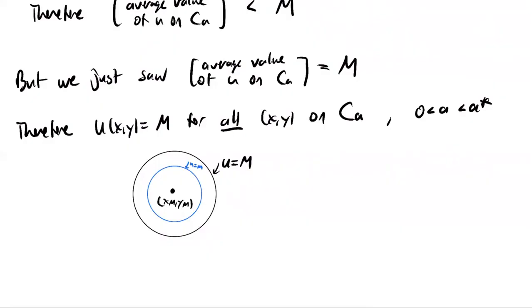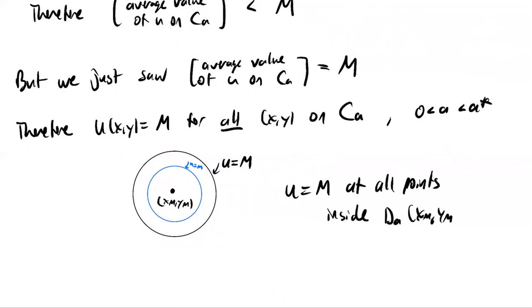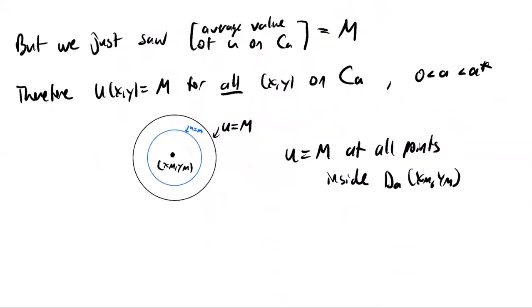And so as you shrink this parameter A, we're getting a whole family of circles which are shrinking to this point. And at every point on each of these circles, U is equal to M, right? And so therefore it follows that actually U has to equal M at all points inside the disk of radius A centered at xm, ym, right? And so that means that U is constant in the disk, right?